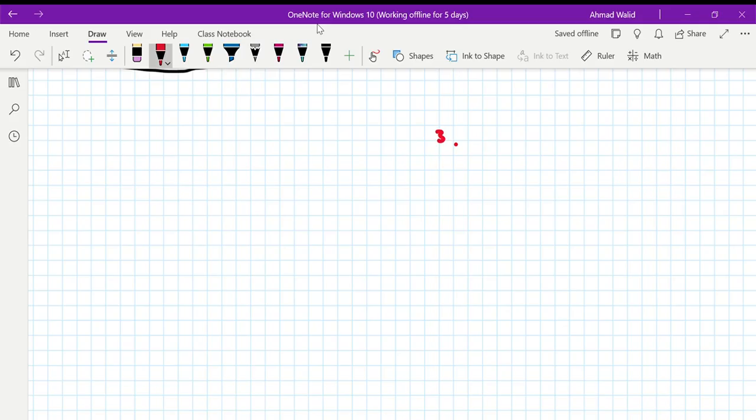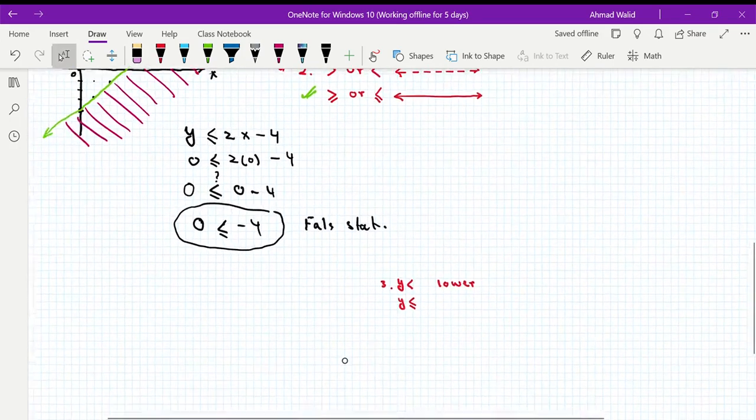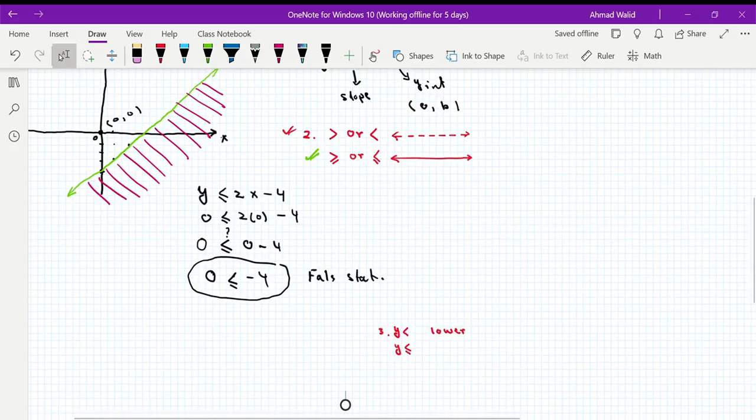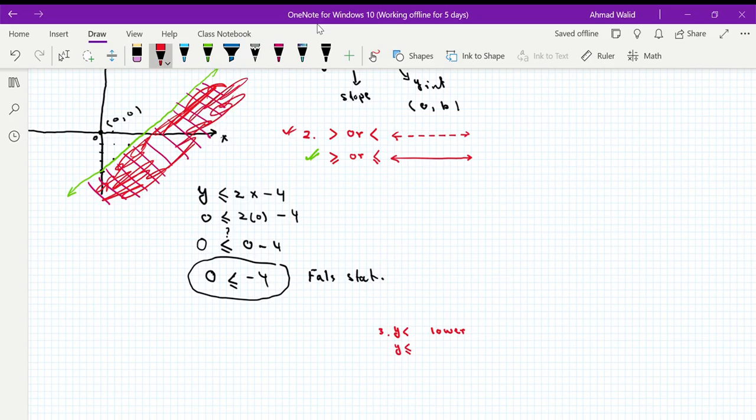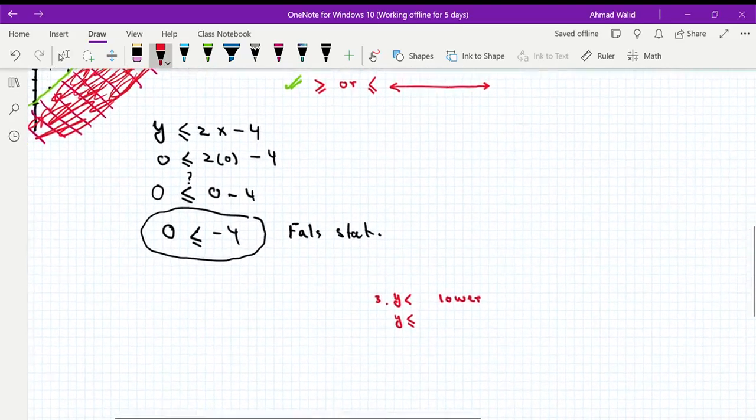When you have y less than, or y less than or equal to, correct? Always shade the lower part of the graph. Look at this example. I shade the lower part of the graph. This is the lower part of the graph, or below the line. Shade below the line, correct? Or we call it the lower part, correct?